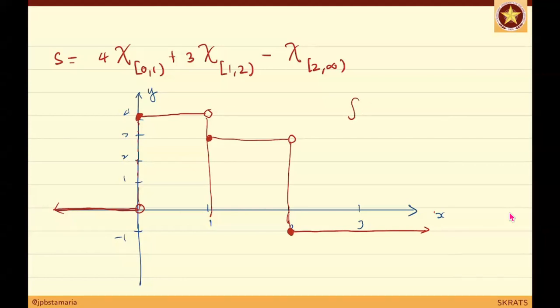Pag nakita nyo ito, no? Ang ginagawa natin dyan, 4 times yung measure ng interval 0, 1 plus 3 times the measure of the interval 1, 2 minus 1 times the measure of the interval 2 to infinity. Did you understand? Ganyan. Kasi yung measure, parang mini-measure mo kung ano yung length nito times yung height. Parang width times height plus width times height plus width times height. Ganun lang ulit. Did you understand? That's how we will define this integral.